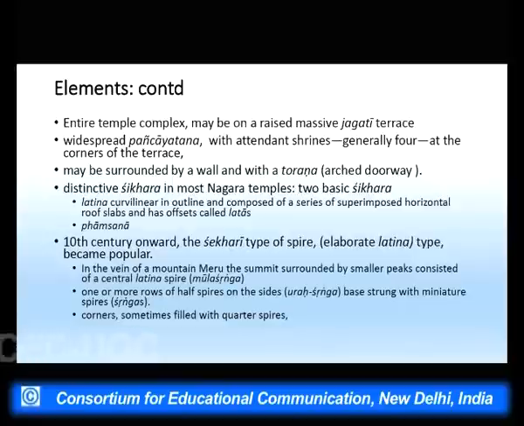In some temples, these toranas get incorporated inside as an architectural ornament at Dilwara, Ranakpur, and such temples, but it's not a necessity. Then you have distinct shikharas in most Nagara temples. There are two kinds of shikharas in Nagara temples. How do we recognize it's a Nagara temple? Through its shikhara. The first is known as a Latina shikhara, which is curvilinear. It curves like this on top.